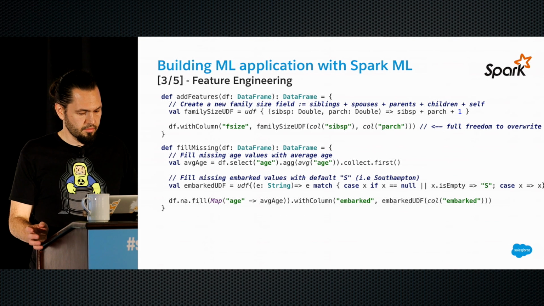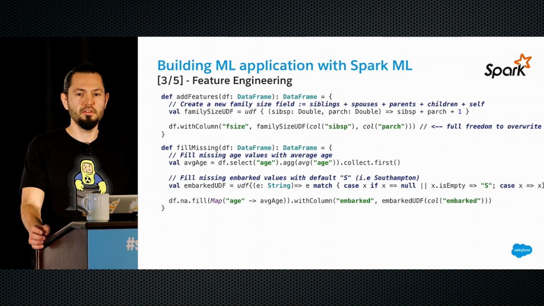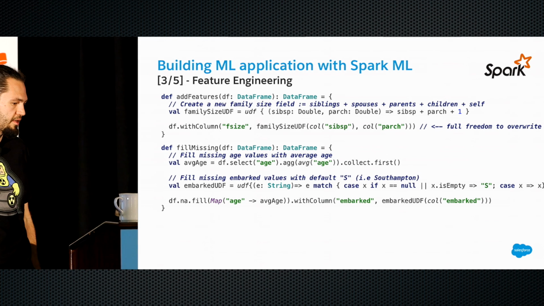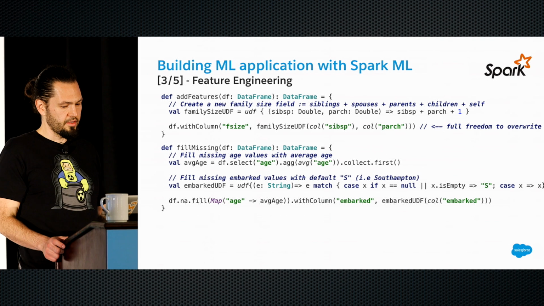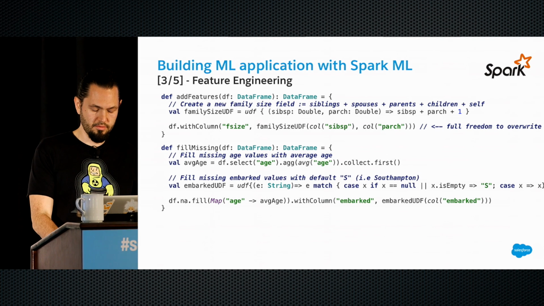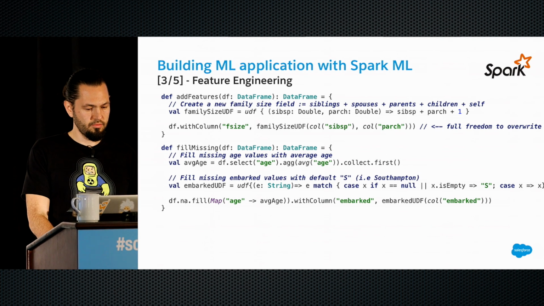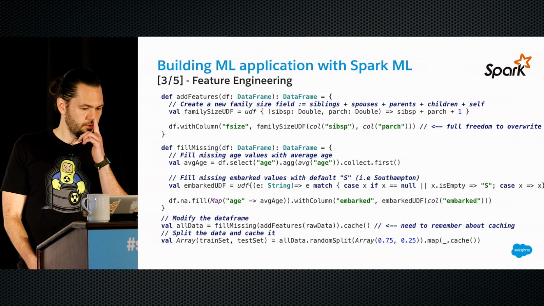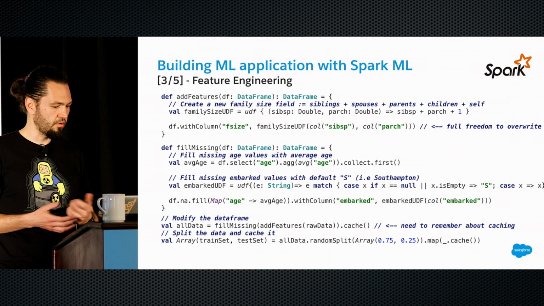Same with embarked. I want to maybe replace it if the station of embarkment is not provided, with a default, like Southampton with the letter S. So I'll have to write a UDF and so on. So once I have those two functions, now I'm actually modifying my data frame. I would do fill missing, add features on the raw data.